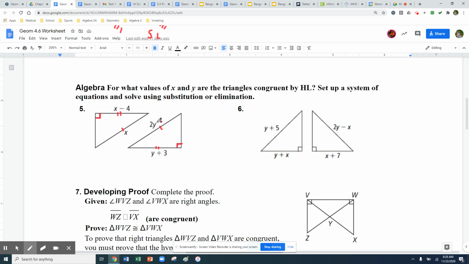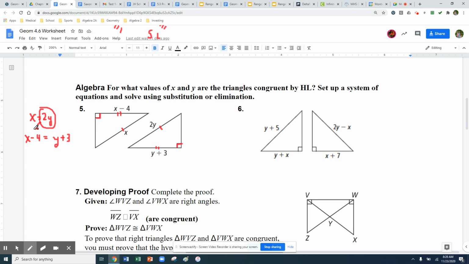So I'm matching up this hypotenuse with this hypotenuse. That's going to be x is equal to 2y. And then I'm also matching up this leg, x minus 4, is equal to y plus 3. Now we have a system of equations. We have two variables that we're using here. And to solve a system in geometry, we are going to be using the method of substitution or elimination. Here I'm going to use substitution.